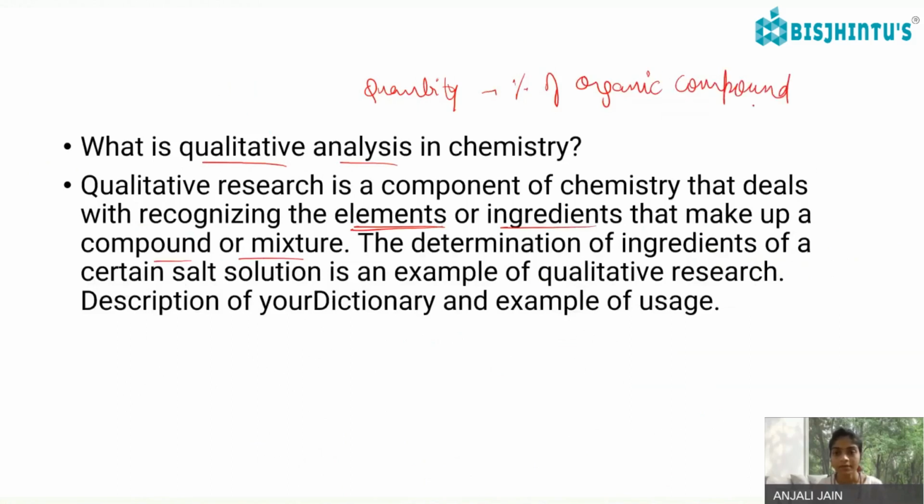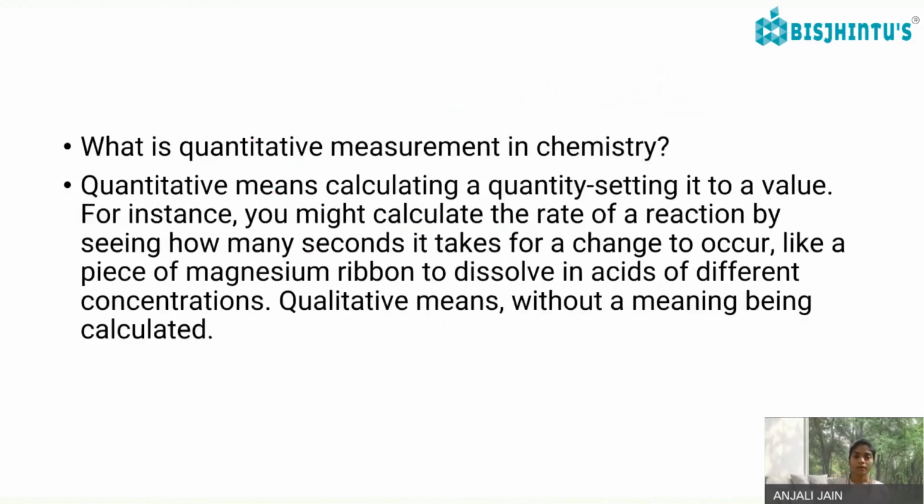Any organic substance which is present in a compound. The determination of ingredients of a certain salt solution is an example of qualitative research, like how much quality of a substance is present. Description. So then what is quantitative?